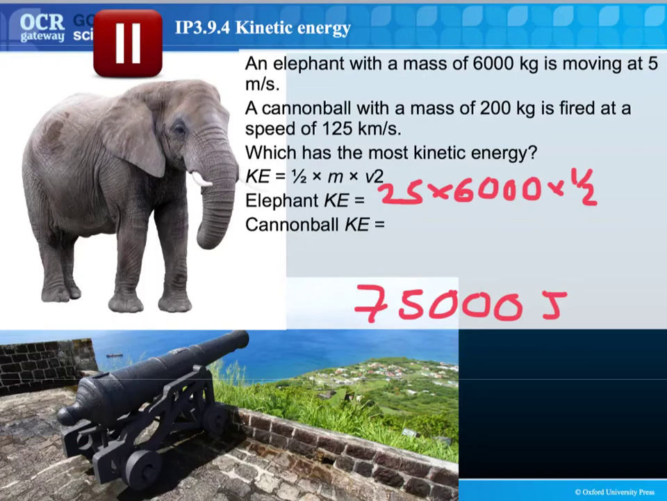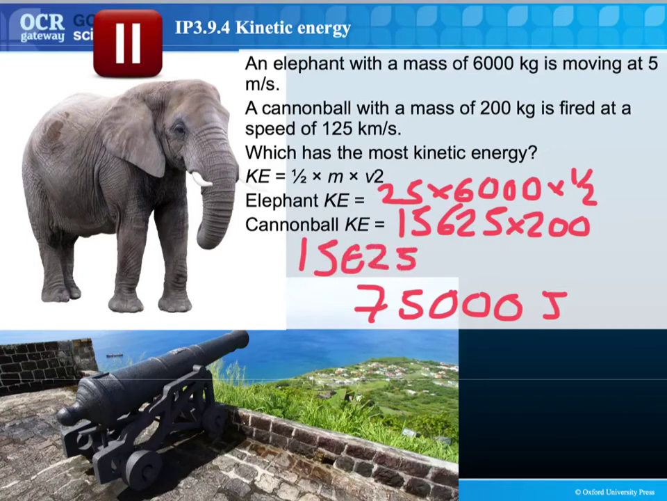The cannonball, which is travelling at 125 meters per second, so 125 times 125 is 15,625, times by the mass of the cannonball, which is 200, times by a half, which gives you a huge kinetic energy of 1,562,500 joules. And that's principally because the cannonball is going so much faster than the elephant.